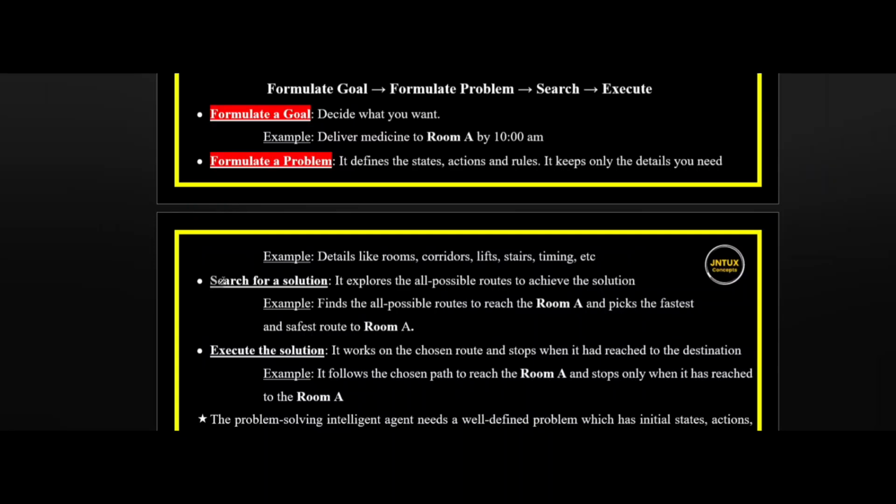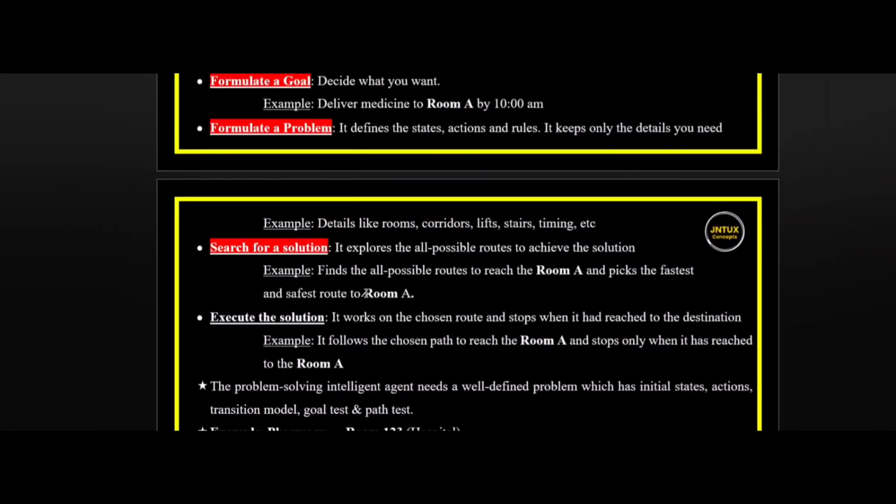The next step is search for a solution. The problem solving agent searches for a solution, so it explores all the possible routes and paths to achieve the goal. In the same example, the problem solving agent goes through all the possible routes to reach room A, and at the end it picks the fastest and the safest route to reach room A.